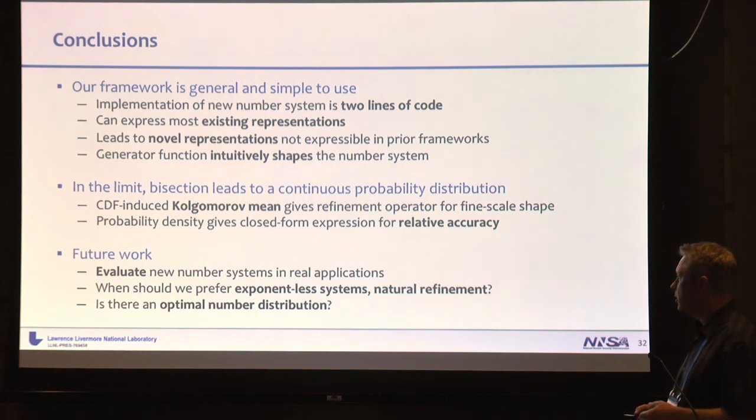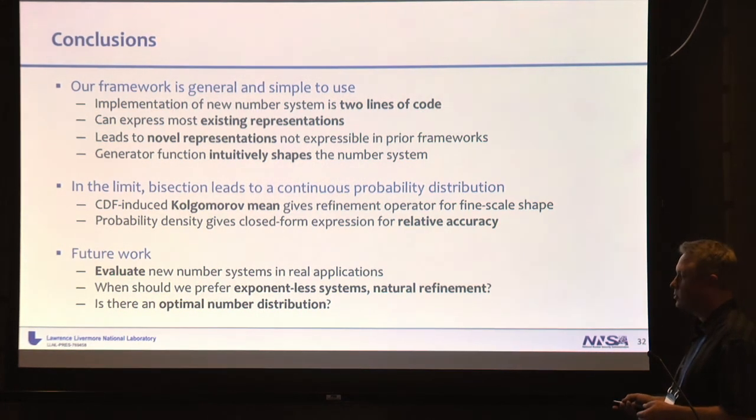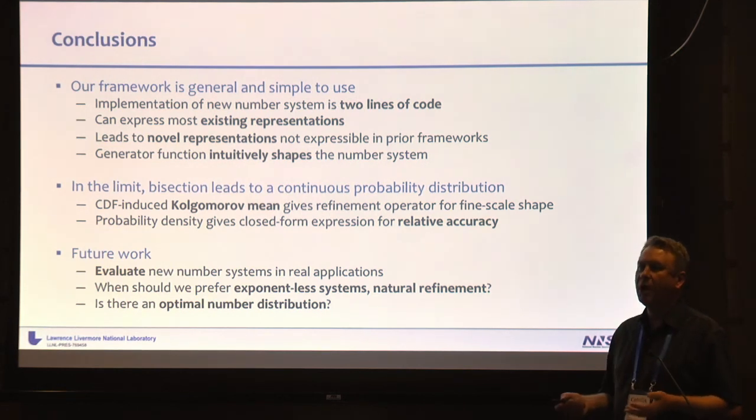In terms of future work, we haven't done a whole lot of work on actually evaluating these number representations. We did a lot of that last year, but these new number representations also should be evaluated in more detail. We need to answer this question of, when is it beneficial to use an exponentless representation like Fibonacci? And when does natural refinement actually pay off? In some of our examples, there didn't seem to be a huge difference by going from something piecewise linear to something that's smoother. And then lastly, for certain applications, is there sort of an optimal distribution?